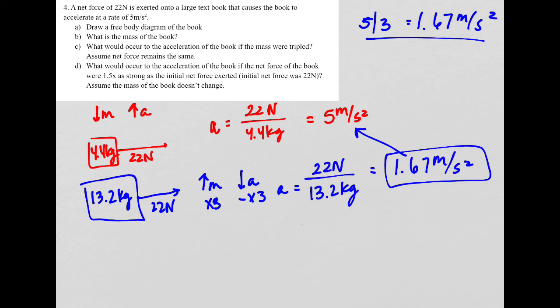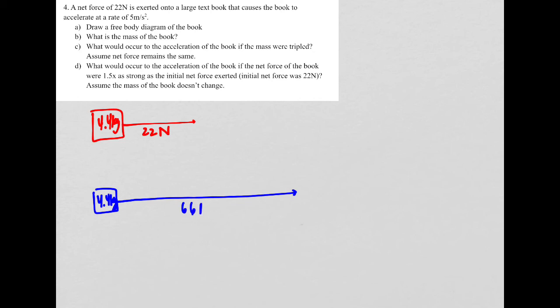Okay, and finally, the last part, letter D here, says what would occur to the acceleration of the book if the net force on the book were 1.5 times as strong as the initial net force of 22. And we assume that the mass isn't going to change. So we have a 4.4 kilogram book getting a 22 Newton net force applied to it in our first scenario. In our second scenario, we're going to have the same 4.4 kilogram mass, but now we're going to triple the force. So here we have a small force. We will have a small acceleration.